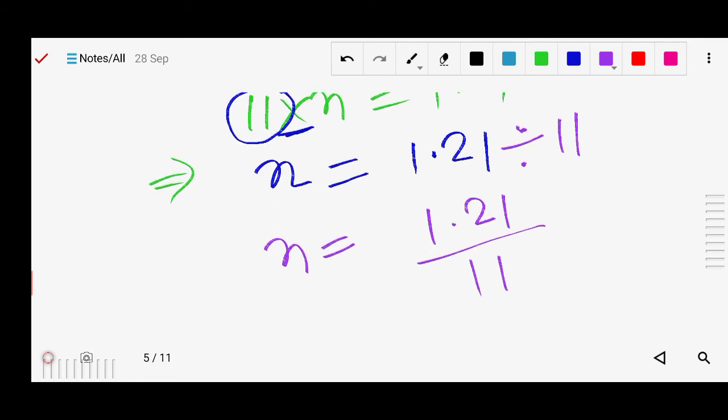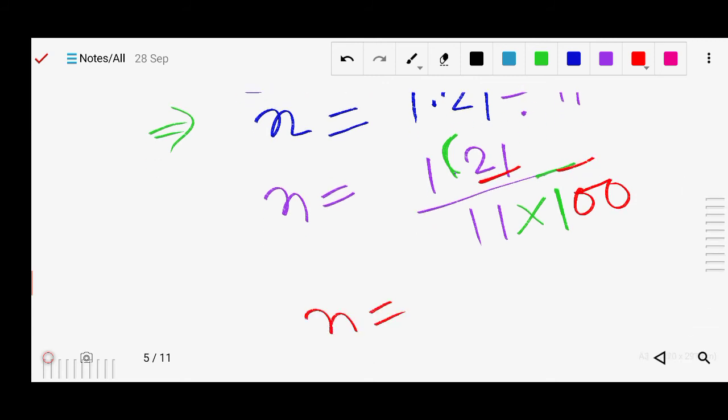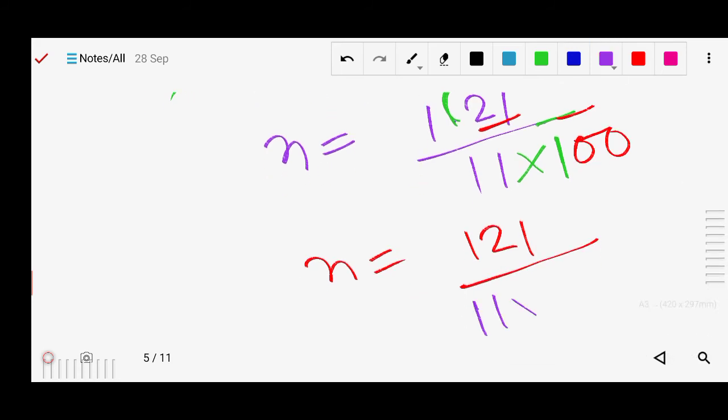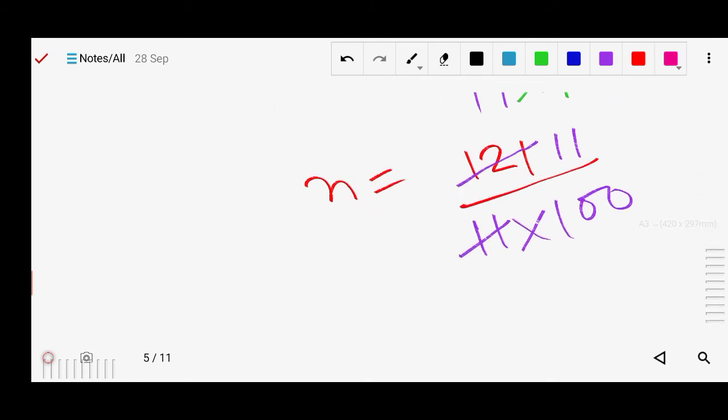Next, you can remove this decimal point. When you remove this point in the numerator part, it is a decimal, so a multiple of 100 will be in the denominator. When you remove this point, 1 will come first. How many digits after the point? 2, so 100 will be there. Now n equals 121 divided by 11 into 100. Now you can divide 121 by 11, how many times? 11 times. Now next you can write n equals 11/100.